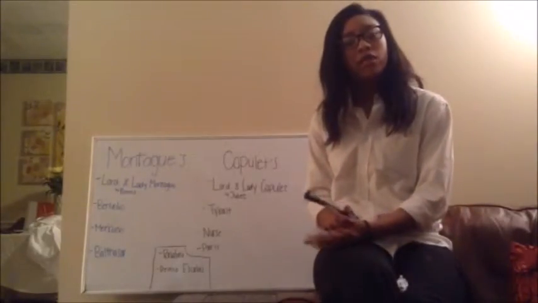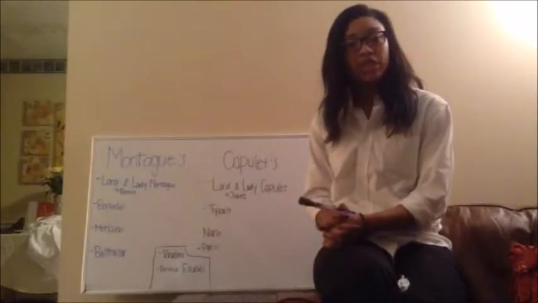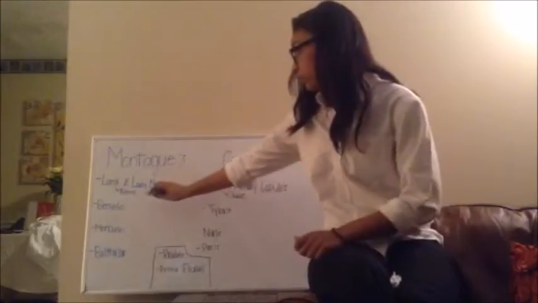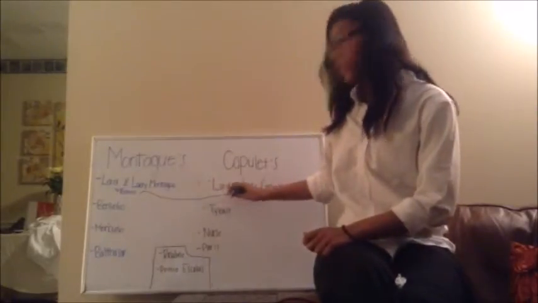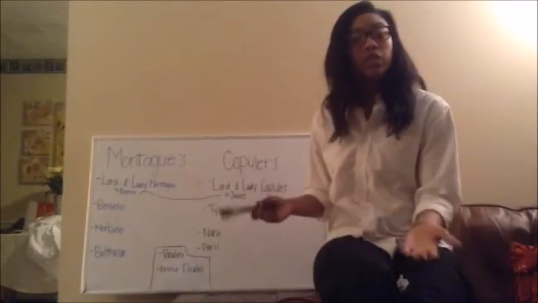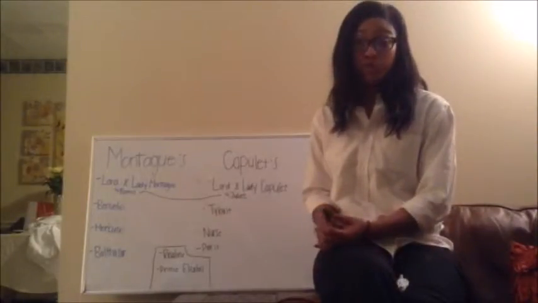One of the main conflicts that we have in Romeo and Juliet is this concept of star-crossed love, which results from Romeo and Juliet, obviously. Love is a very popular theme of Romeo and Juliet.